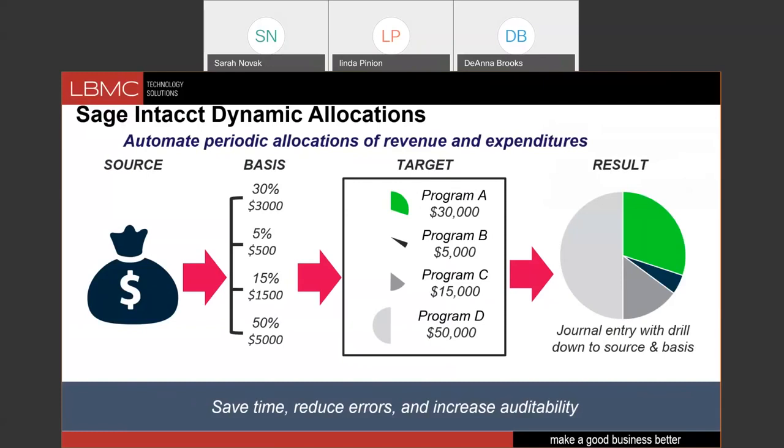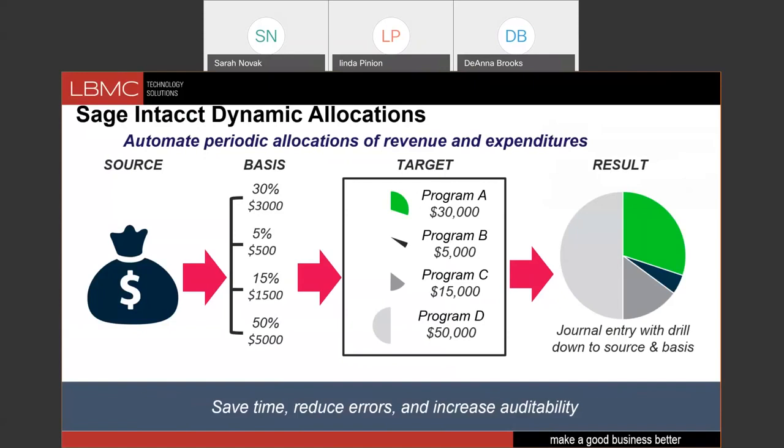up a dynamic allocation. Now, if you think about a dynamic allocation, it's really focused on getting you the true performance analysis and gain the visibility into the loaded cost for departments and projects and other areas of your business. You can set up multiple allocation definitions, so it's not a one and done.